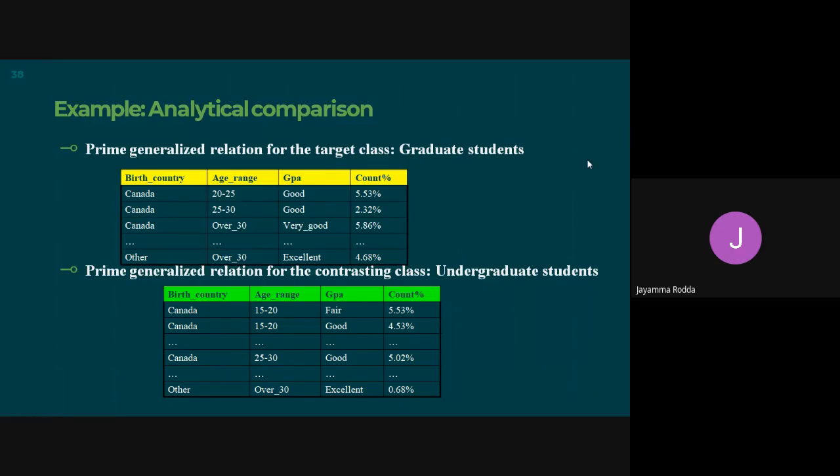So here in the undergraduate students, we are having the students whose birth country is Canada and their age is between 15 to 20 and their GPA is fair. The number of students with this particular age range, with that particular birth country, with that particular GPA are 5.53% among the available data set that we have collected from the university database. Okay, likewise, our graduate students and the undergraduate students, target and contrasting classes respectively, should have the same features.